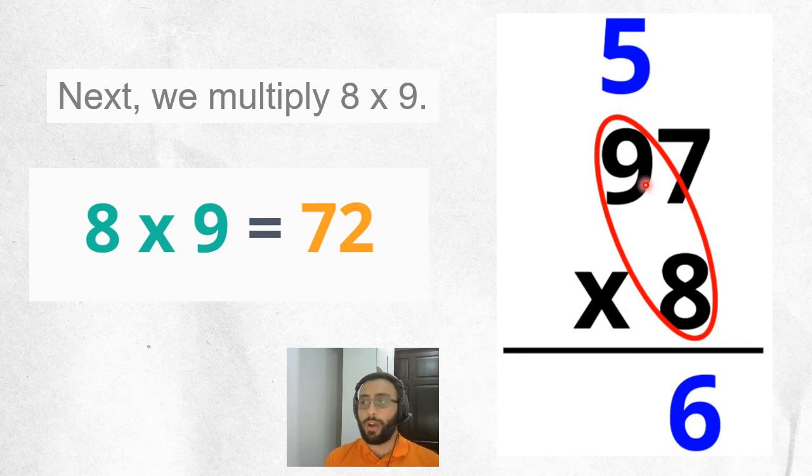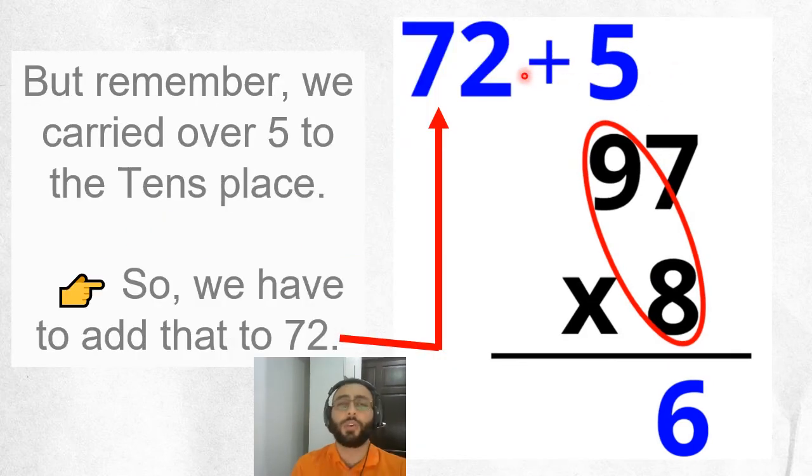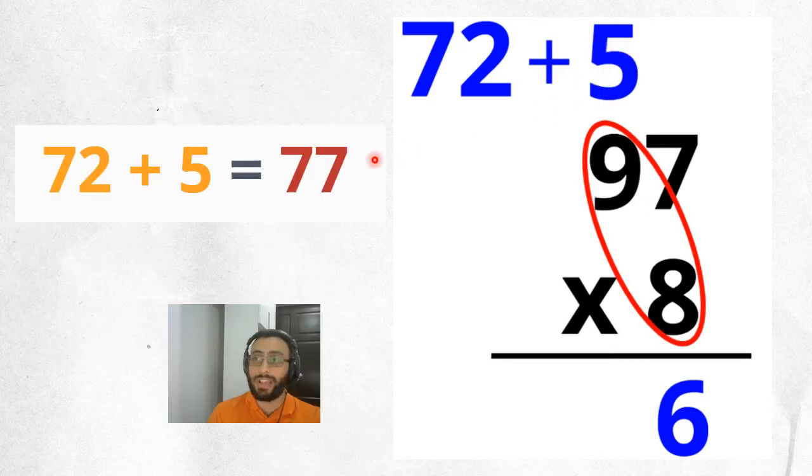Now what do we do now? 8 times 9 is 72. Do I write 72 here? No. But I don't have any more multiplication to do. Why can't I write it? Because you are not finished. Did you forget the 5? What we do with the 5 is that we add it to 72. So 8 times 9 is 72 plus the 5 we had up here, which is 77.